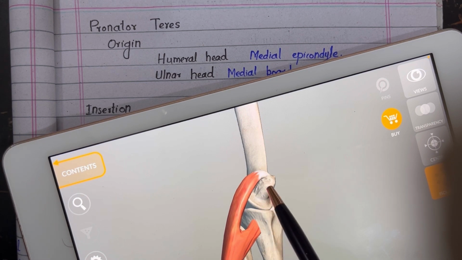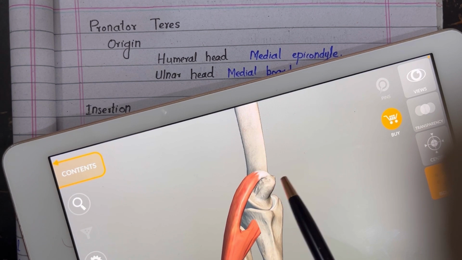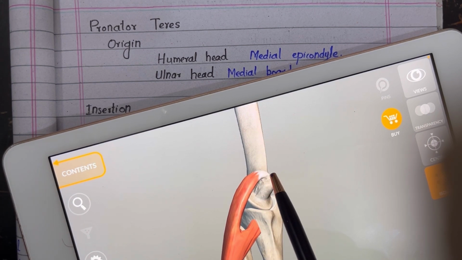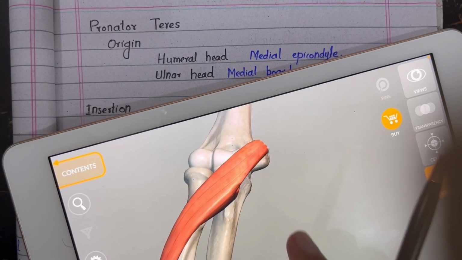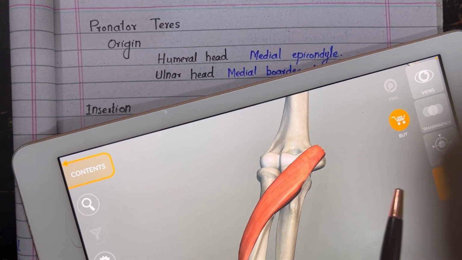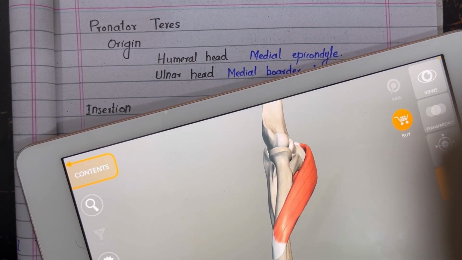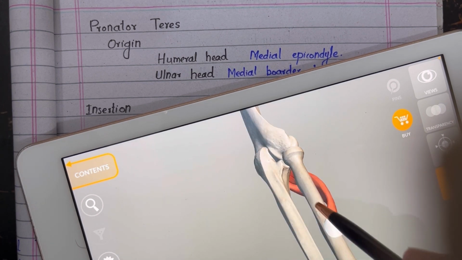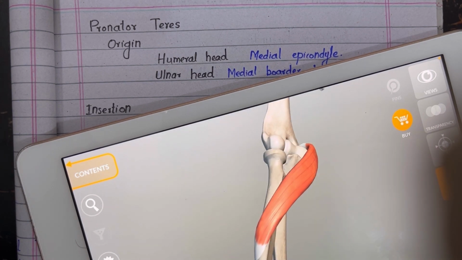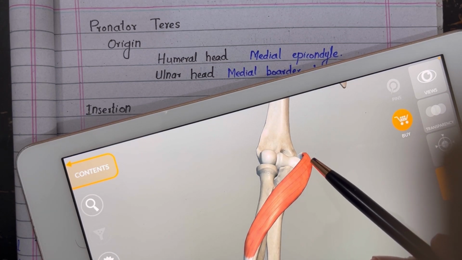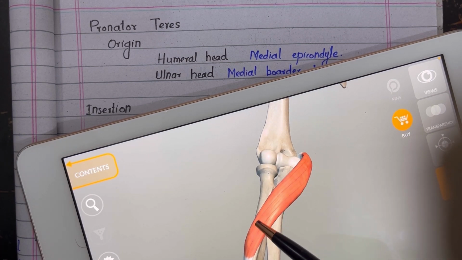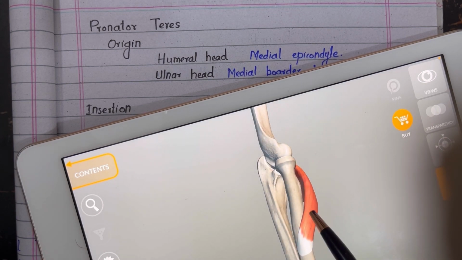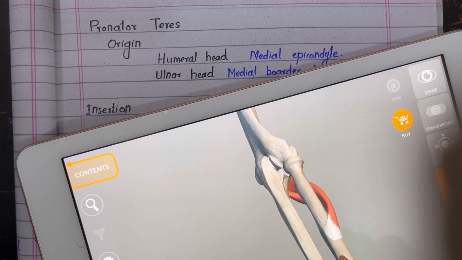So this muscle has two heads, the ulnar head, which originates from the coronoid process, and the humeral head, which originates from the epicondyle of the humerus bone. So this muscle runs inferiorly and laterally, and this muscle inserts on the posterior side of the radius bone. Here, as you can see, this muscle originates in this way, runs inferiorly and laterally, and it moves around the posterior surface of the radius bone and inserts on the shaft of the radius bone.